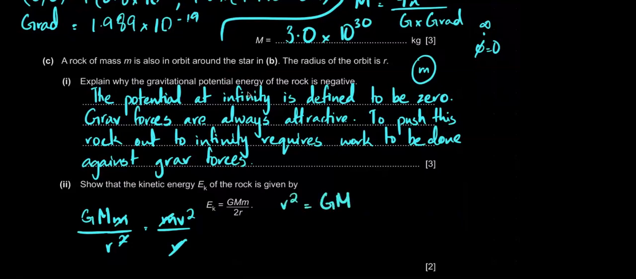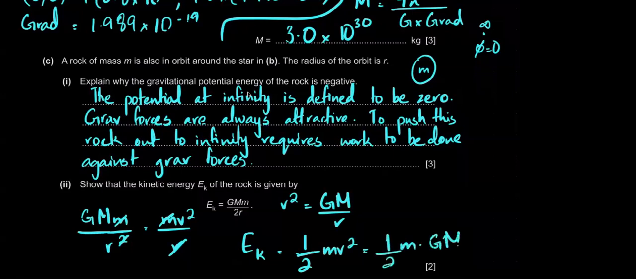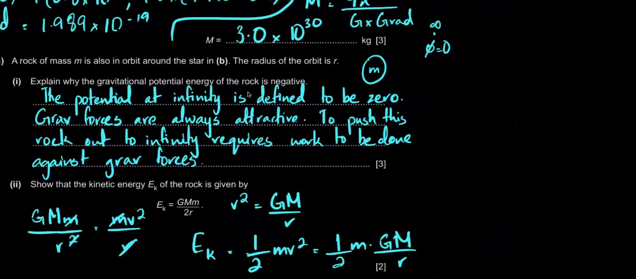GM upon r, right? If we now write the formula in terms of the kinetic energy, which is half mv squared, so half times mass times GM upon r, this becomes what we have above here. So this becomes GMm upon 2r, right?